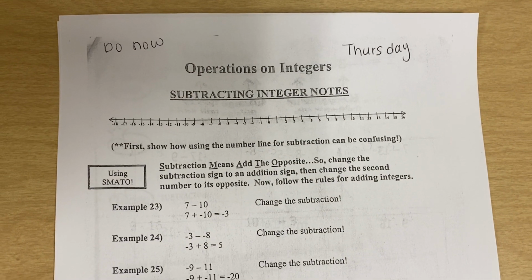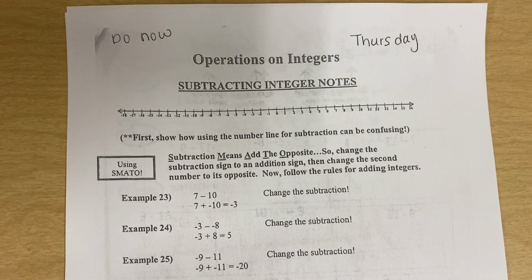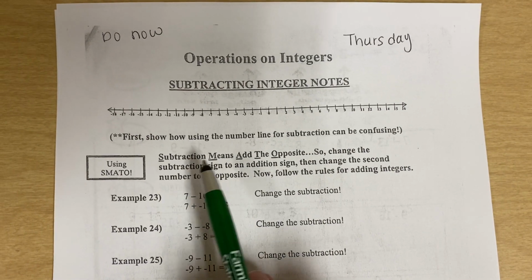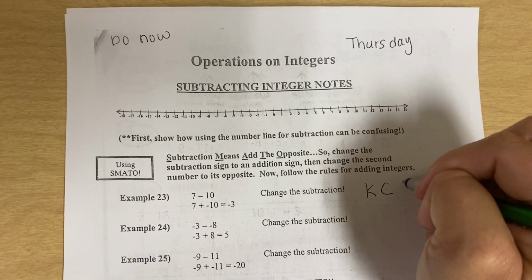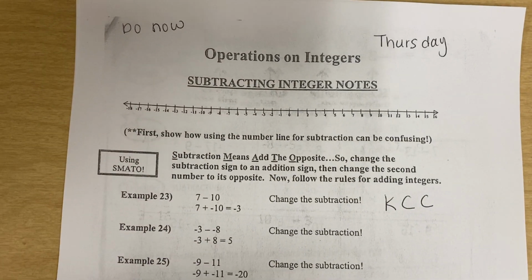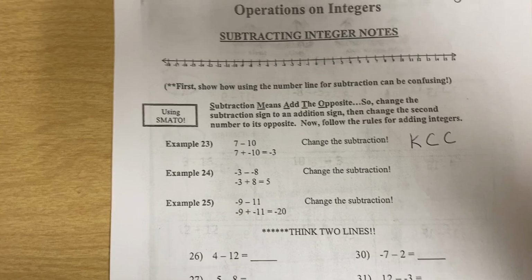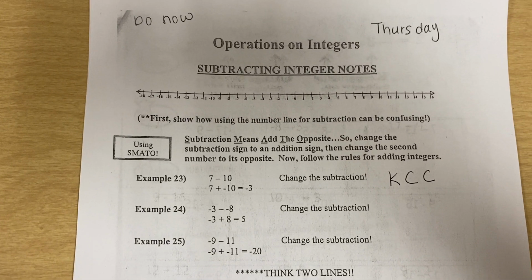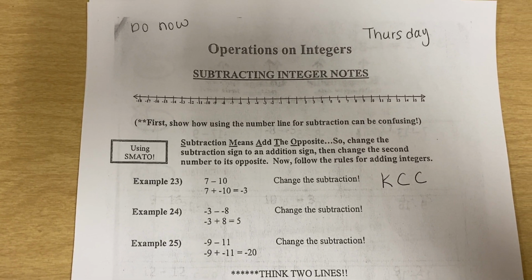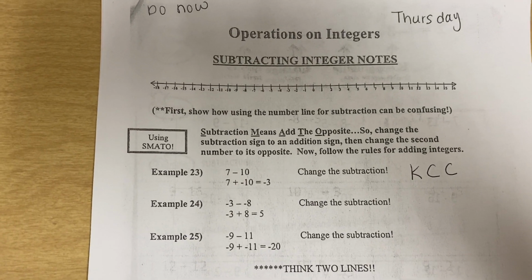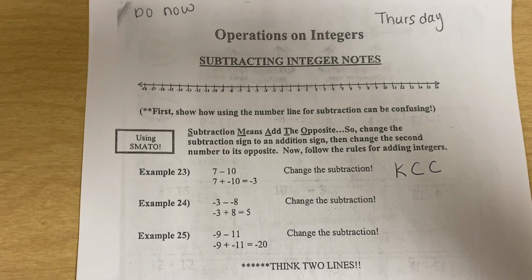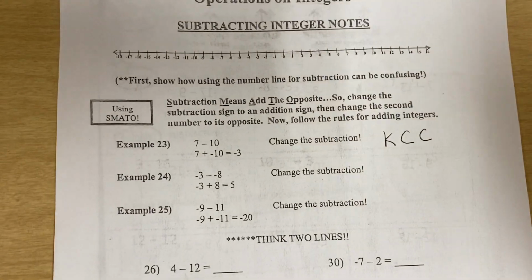Okay, so subtraction integer notes. This worksheet uses "subtraction means add the opposite." Our notes are keep, change, change. We will always be using keep, change, change. So change the subtraction sign to an addition sign, then change the second number to its opposite, then follow the rules for adding integers. So that's one way of doing it, or keep, change, change.